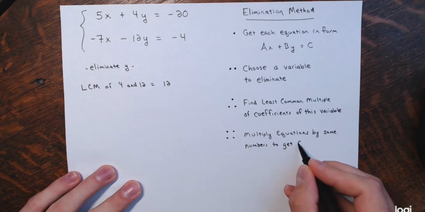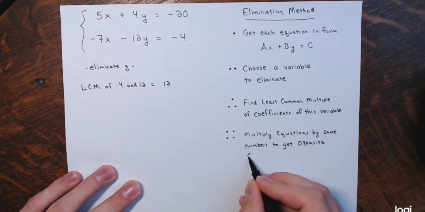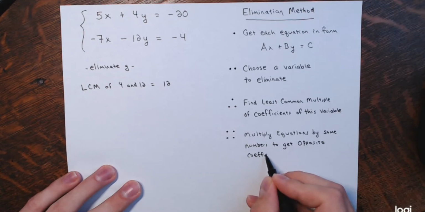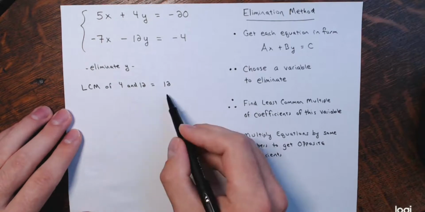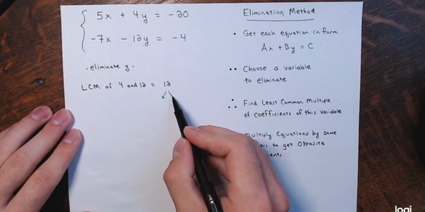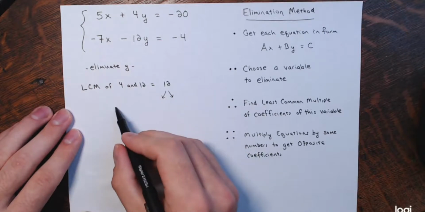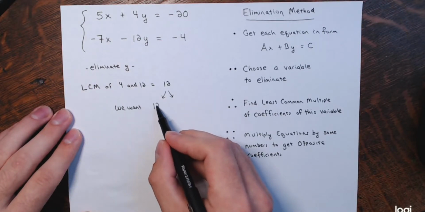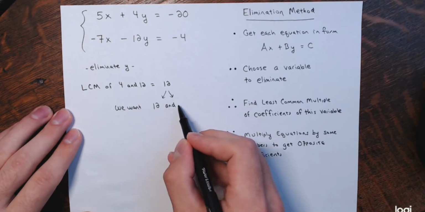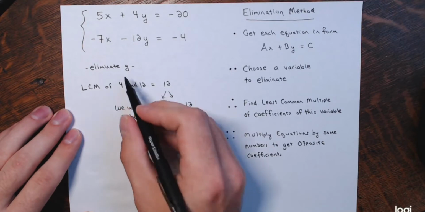To get opposite coefficients on the variable. So when I talk about the least common multiple of 4 and 12 being 12, we want positive 12 and negative 12 to be the coefficients of y, right, if I'm trying to eliminate y.